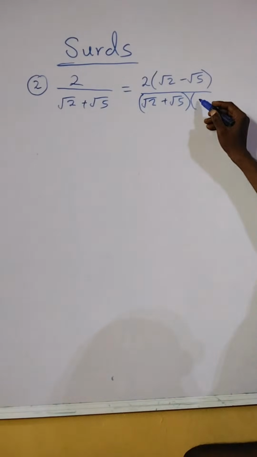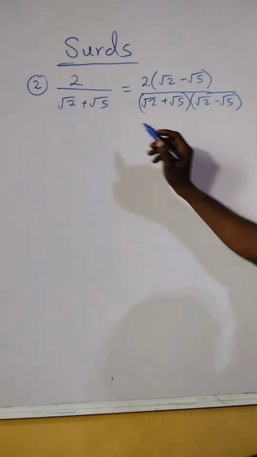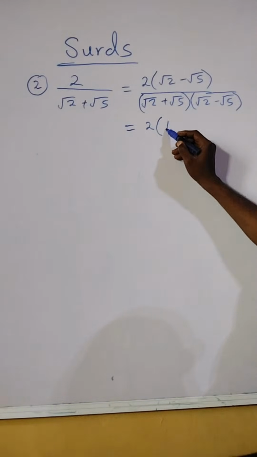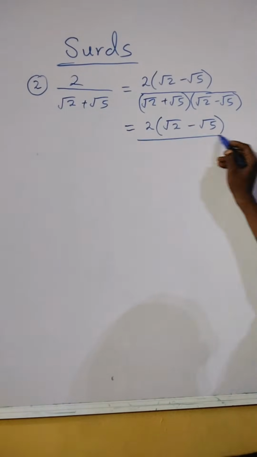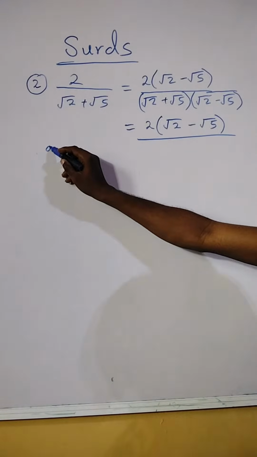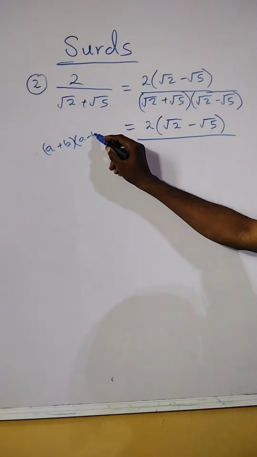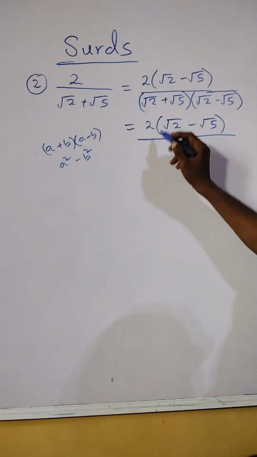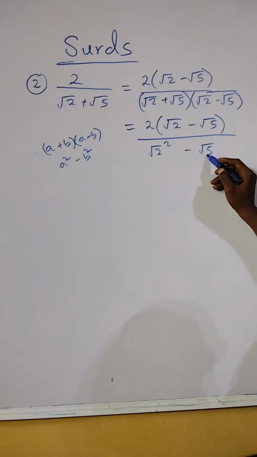times also root 2 minus root 5. That is, we simplify further here. And 2 multiplying this, we can still leave this as 2 times root 2 minus root 5, since it's just a constant number multiplying, then divided by. This also follows when we have a plus b in brackets times a minus b, which we can write as a squared minus b squared. This a here is root 2, we have root 2 squared, then minus b is root 5, we have root 5 squared.